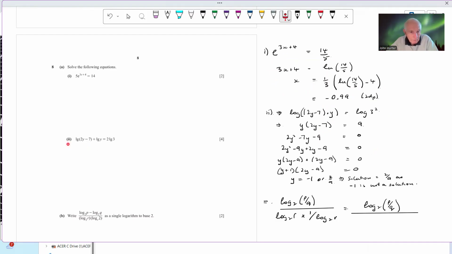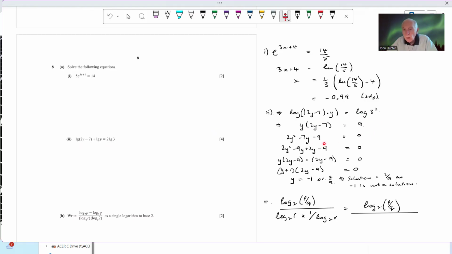Right, part two, the log is signified as LG here. That means it's log base anything. It doesn't matter for the purpose of this problem. Log of 2y minus 7 plus log of y equals 2 log 3. So, using one of our log identities, that left-hand side is the same as this. And 2 log 3 is the same as log 3 squared.